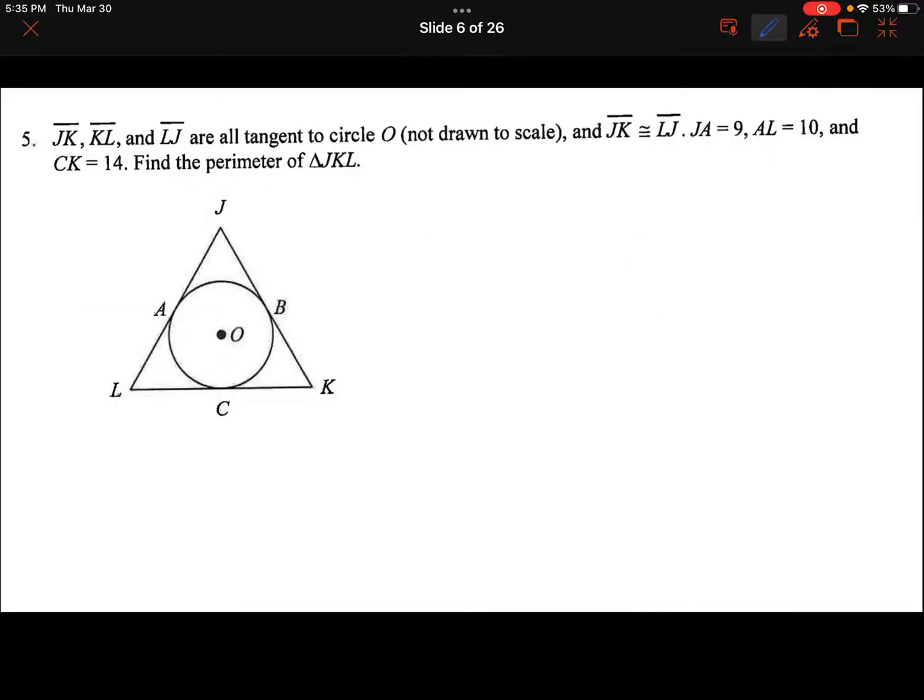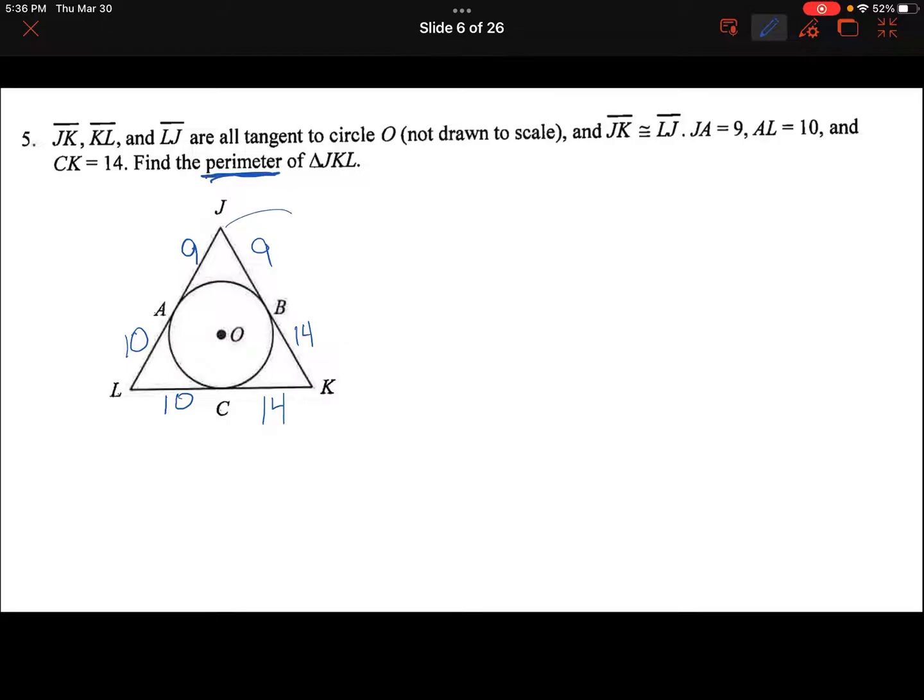Number 5. This tells us that JK, KL, and LJ are all tangent to the circle, and they want the perimeter of triangle JKL. And they give us some lengths here. It also tells us that JK is congruent to JL. So we have JA is 9. We have that AL is 10. And we have that CK is 14. I see the problem. AL is 10. So if AL is 10 and these are tangent as shown, then LC is also 10. If CK is 14, then BK is also 14. And if JA is 9, then JB is also 9.